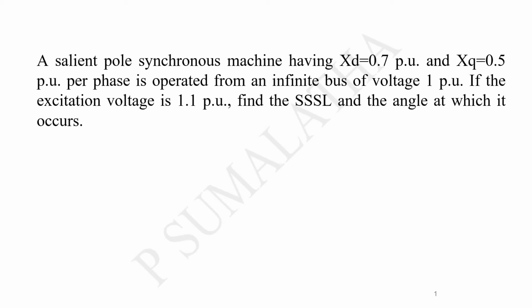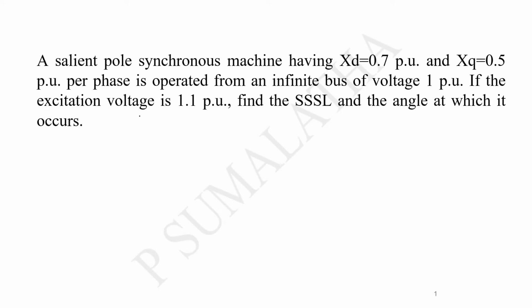First problem. A salient pole synchronous machine having direct axis reactance 0.7 per unit and quadrature axis reactance 0.5 per unit per phase is operated from an infinite bus of voltage 1 per unit. If the excitation voltage is 1.1 per unit, find the steady state stability limit and the angle at which it occurs. So the given machine is a salient pole synchronous machine.